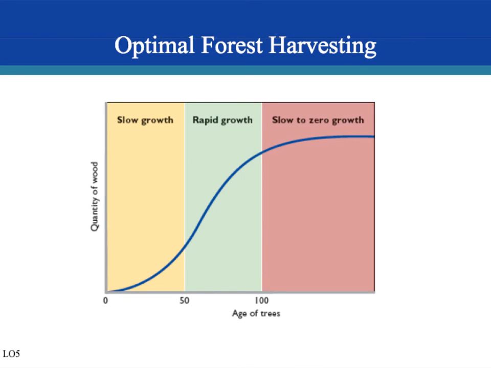Okay, so the rapid growth stage for a tree actually happens between 50 and 100 years. So to get the maximum amount of wood, it's best to harvest a tree right around here, at 100 years. After 100 it doesn't really grow much, but before that, the tree's not at optimal size.